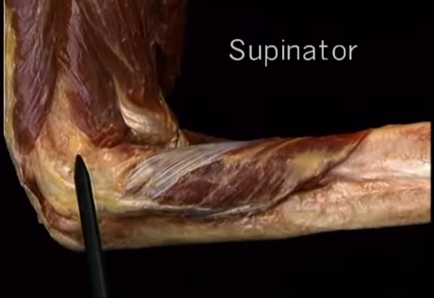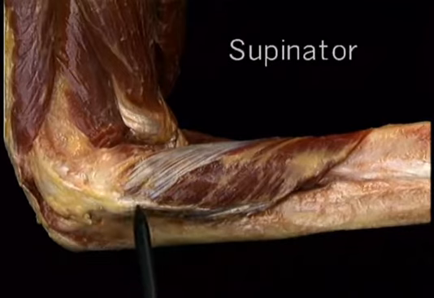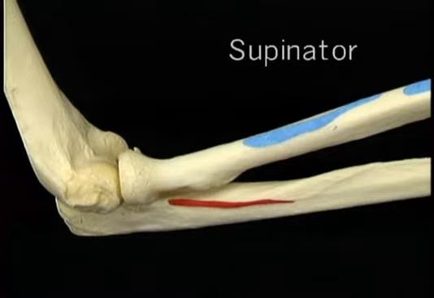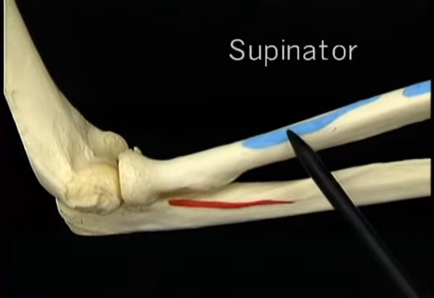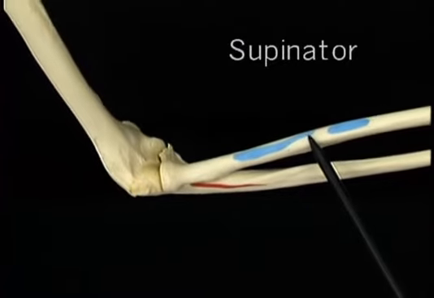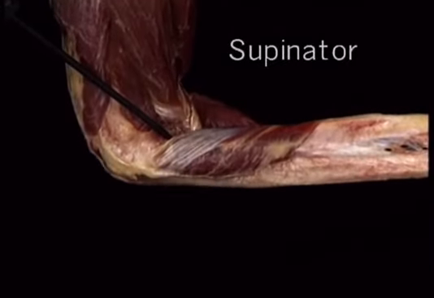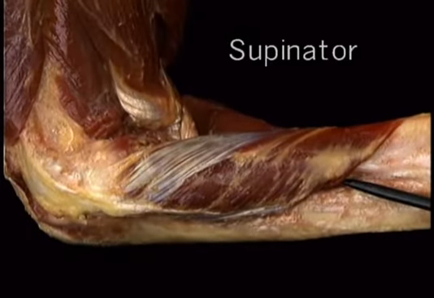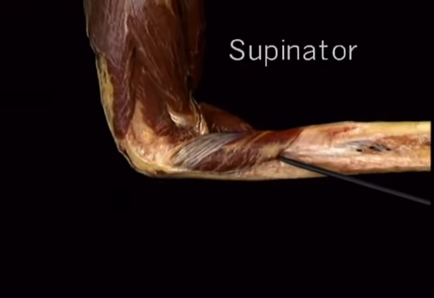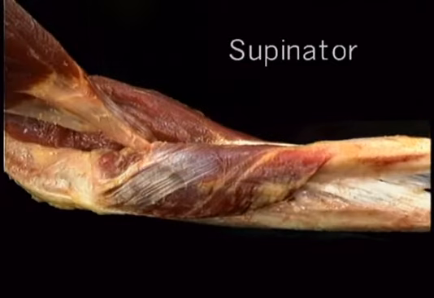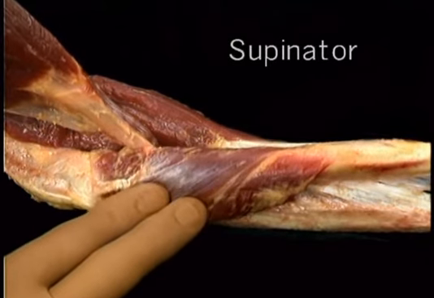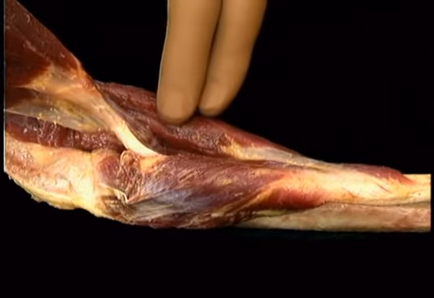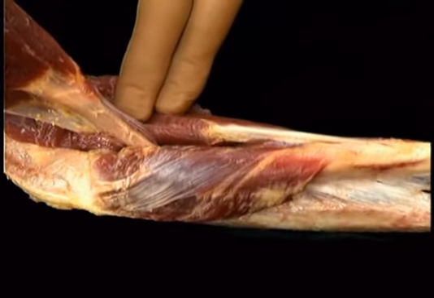Here it is. It arises from the lateral epicondyle, from the annular ligament, and from this ridge on the ulna, the supinator crest. It's inserted on the radius along a line ending just above the insertion of pronator teres. The deep branch of the radial nerve runs through the supinator. It enters here and emerges under here. Here's the action of supinator. It's a nice match for pronator teres.